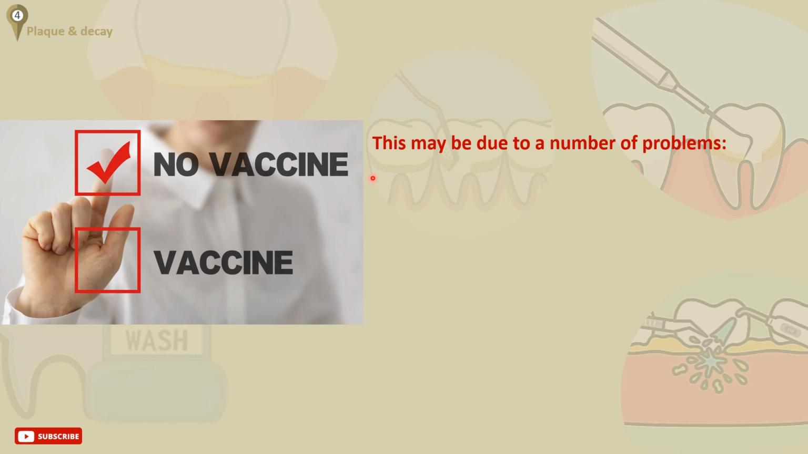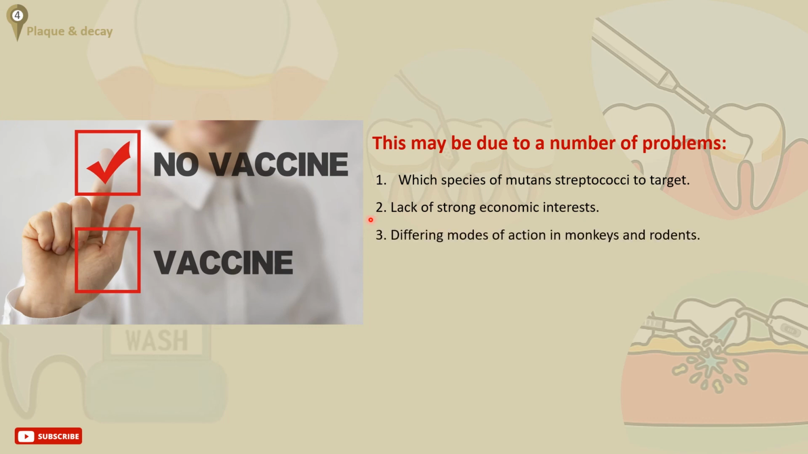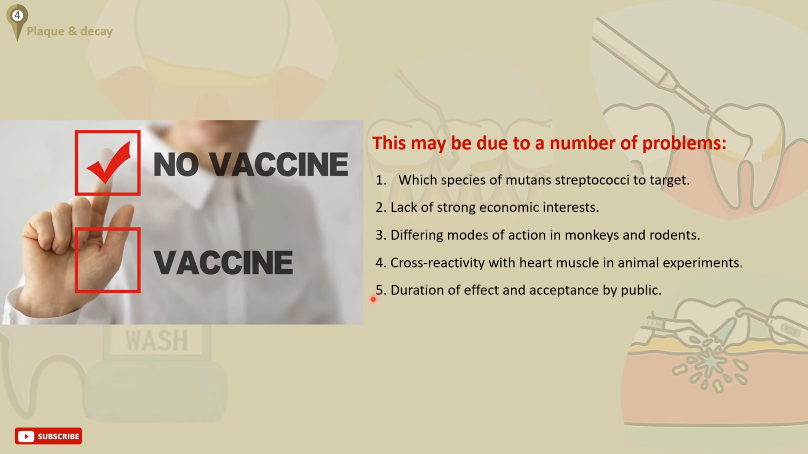One of them, and the most important, is which species of cariogenic organisms would you target, and whether the pathogenicity would then shift to another species. Also, the lack of economic interest. Different modes of action in monkeys and rodents have been shown, and there would be a questionable relevance of experiments to humans. Cross-reactivity to heart muscles in animal experiments has been shown as well. And the duration of the effect of this vaccine. Some patients may prefer caries to repeated injections of vaccination.